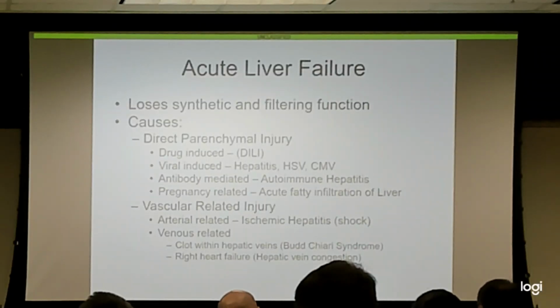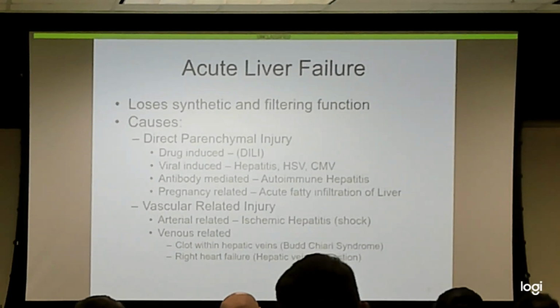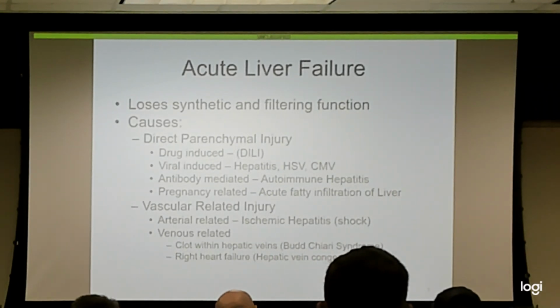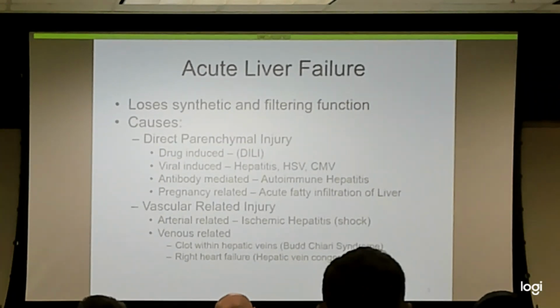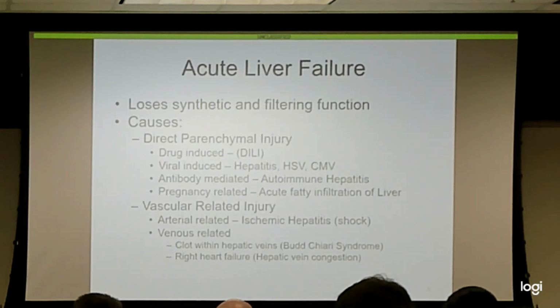So liver injury. I probably should have talked about acute liver failure first, because drug-induced liver injury falls under acute liver failure. And so there is loss of the synthetic and filtering function from direct parenchymal injury. So we talked about your hepatocyte injury or hepatotoxic injury. So that's your DILI, your viral induced, so hepatitis. HSV, CMV can also cause direct injury to the liver. Antibody mediated, so your autoimmune hepatitis. Pregnancy related, so acute fatty infiltration of the liver. Maybe vascular related, so I talked about ischemic hepatitis, remember?